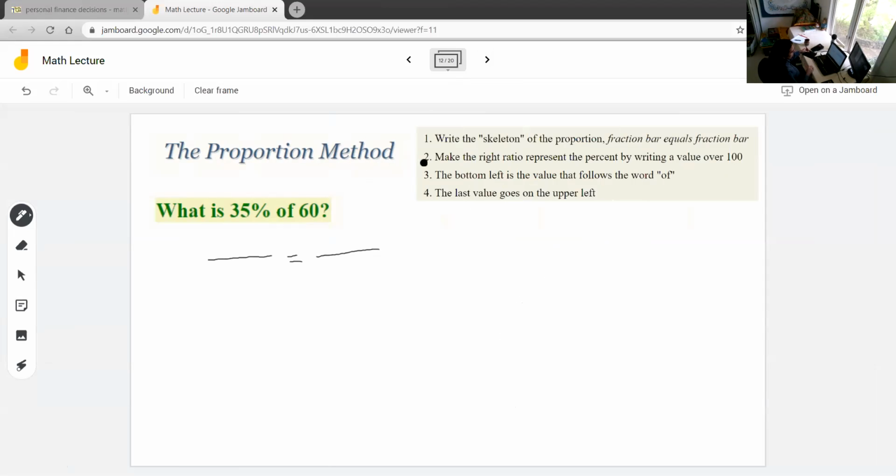Step 2 is we'll take the right ratio and make it represent the percent. It's some number over 100. So 35% will be 35 over 100. Notice in this method, there's no rip-flop. Because we are using over 100 to represent a percent, we don't have to do anything else to represent percent.